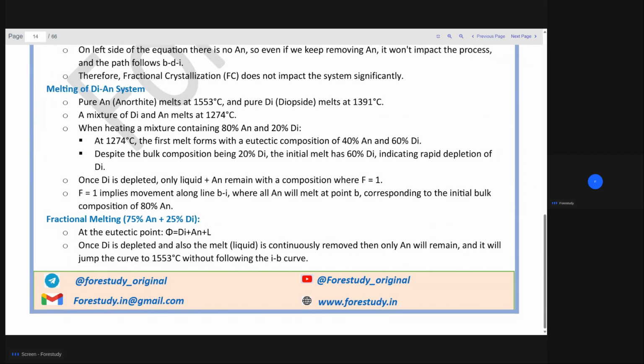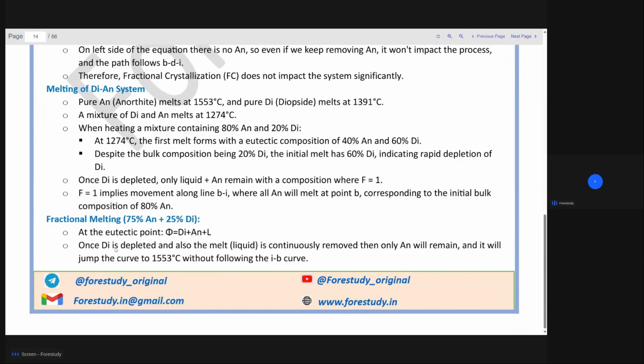Okay. So this is the equilibrium melting of diopside-anorthite where there is no fractionation. Now we will talk about fractional melting of, let's say, 75% anorthite and 25% diopside. We are just changing the composition a little bit. At the eutectic point, all three phases are present, so the degrees of freedom will be 0, an invariant point.